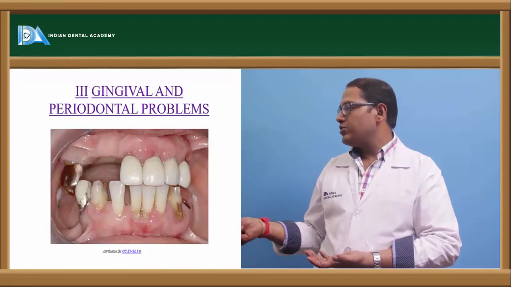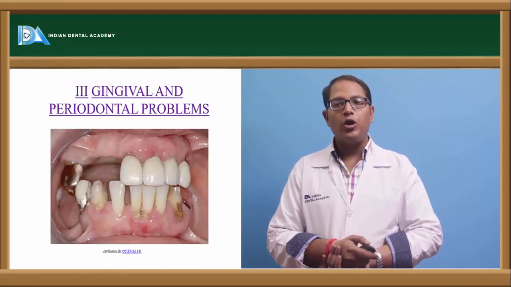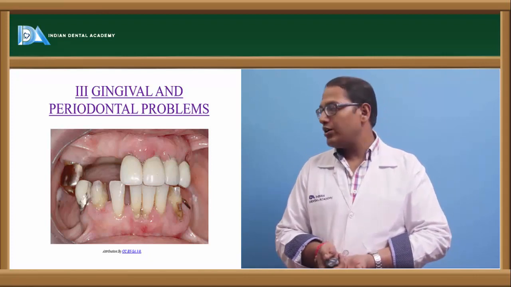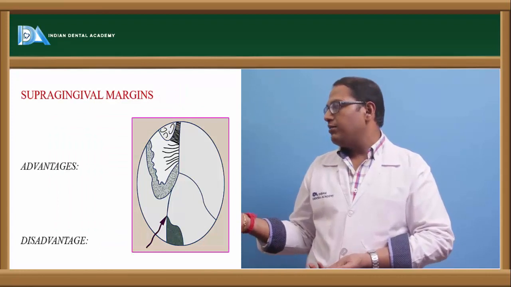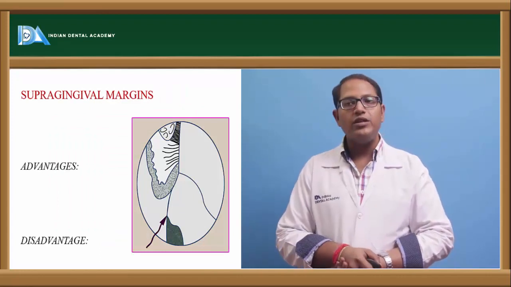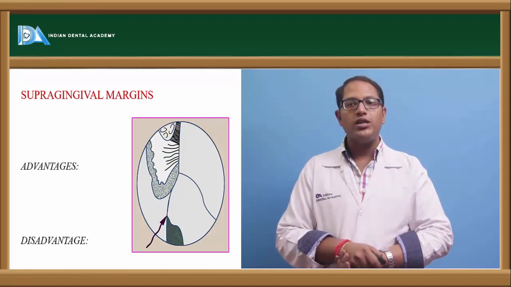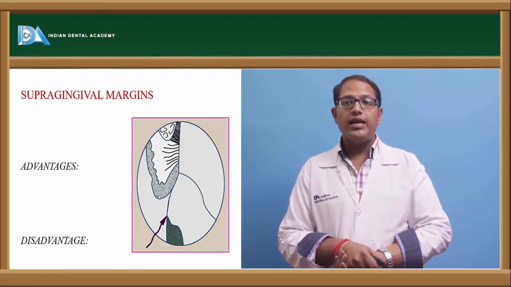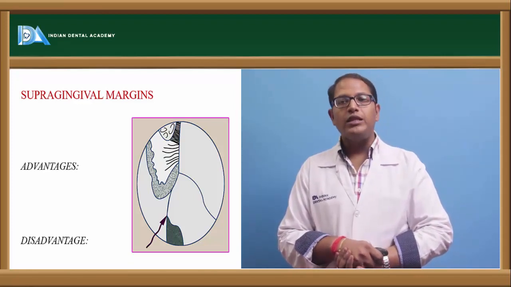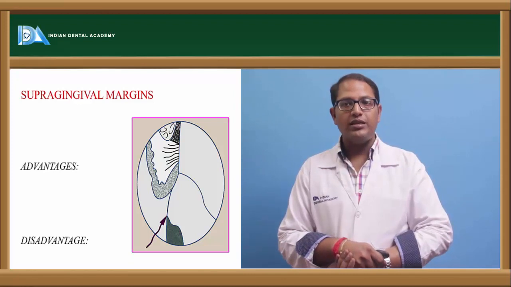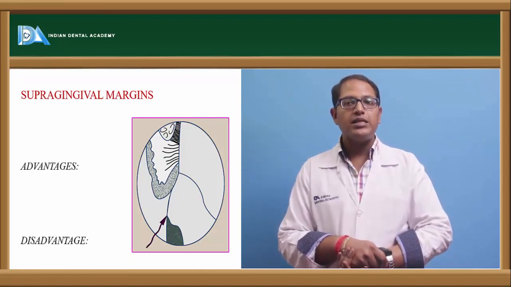Now coming to the next one, there are gingival and periodontal problems. Now gingival and periodontal problems can happen because of what reasons? It is because of the margins that we will give. Now the margins can be either supragingival or subgingival. So what are the advantages of supragingival margin? They can be easily finished, they are more easily cleaned, impressions are more easily made with less damage to the tissue beneath. Restoration can be easily evaluated at recall appointments.